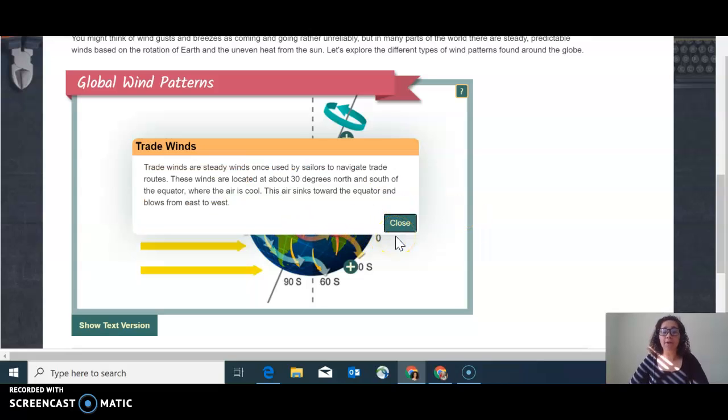So let's look at the trade winds. These are steady winds that were once used by sailors to navigate trade routes because they were so reliable. These winds are located at 30 degrees north and south of the equator, where the air is cool. This means that the air is going to sink towards the equator and winds are going to blow from east to west. That colder air is going to sink towards the equator where there's less dense air in order to make that wind, because there's a difference in densities.